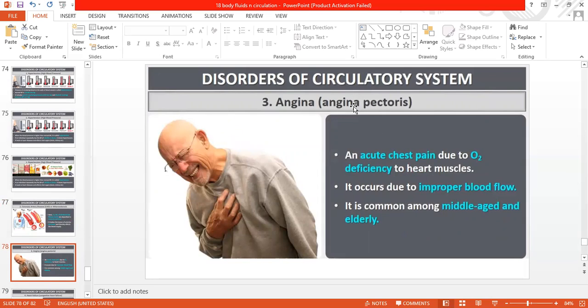Then another disorder, that is angina or angina pectoris. In this disorder, there is an acute chest pain, and this acute chest pain is due to oxygen deficiency to the heart muscle. It occurs due to improper blood flow, and it is common among middle-aged and elderly people.